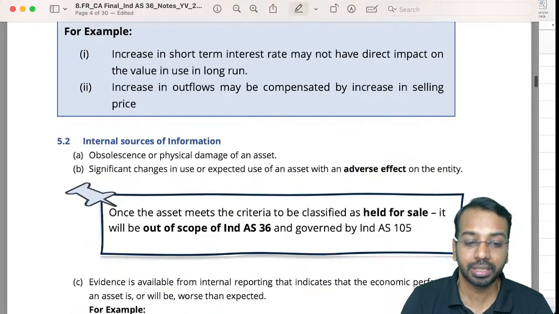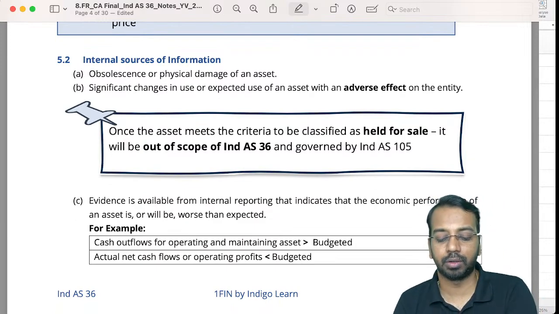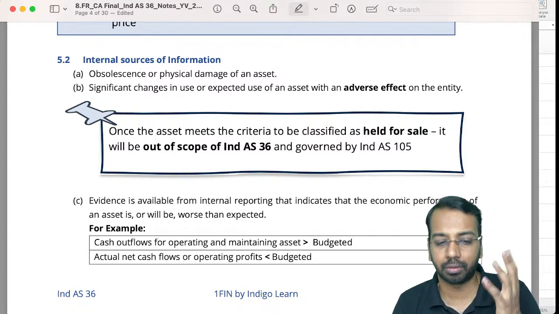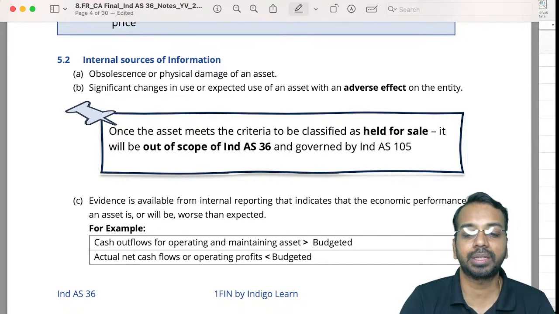Now coming to internal sources, these are external sources. Internal sources are physical damage. The factory got damaged, the car met with an accident, something like that. Or significant changes in use or expected use of an asset.